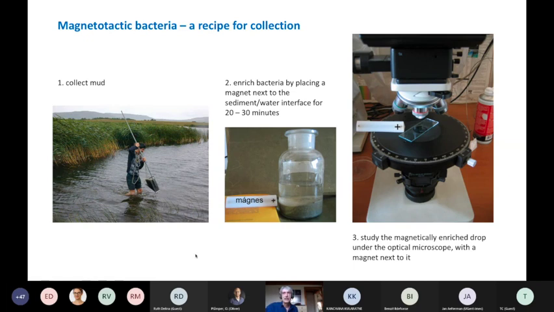And actually, it's very easy to see them with your own eyes if you collect some mud and you put a magnet with the right pole next to the sediment water interface and leave it there for half an hour. And then you take a droplet with a pipette from here and put it under the optical microscope in a droplet and put a magnet next to it. Then you will see them.